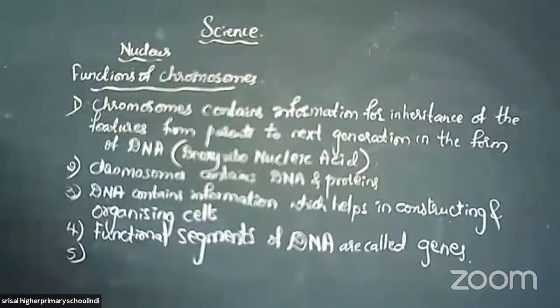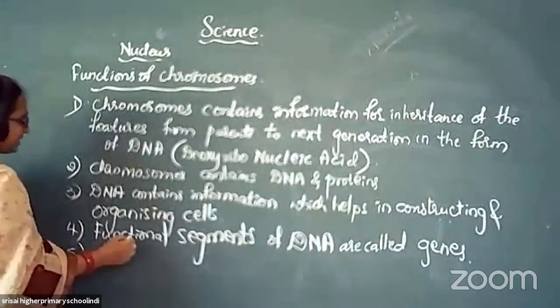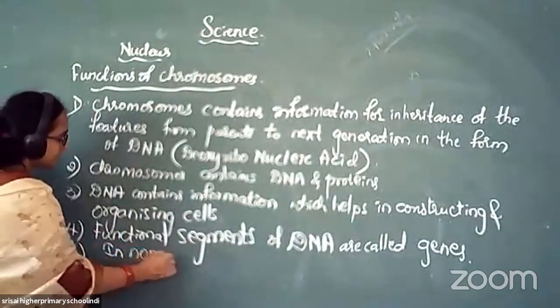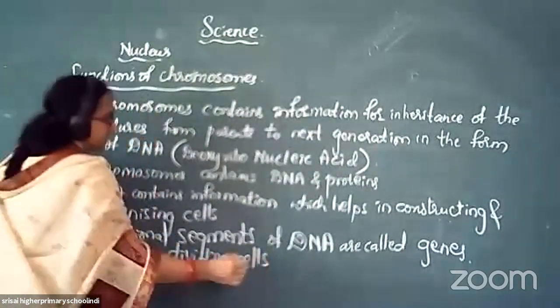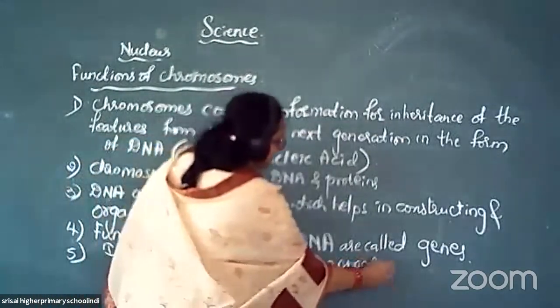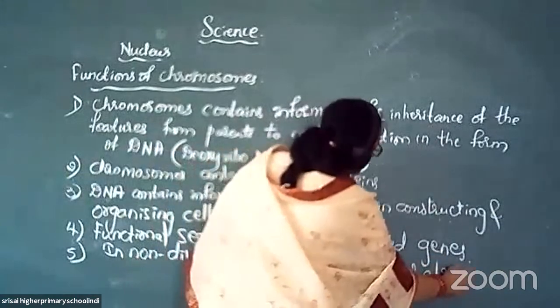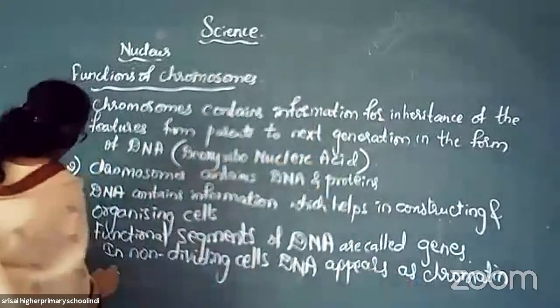Okay. Now this is the time of cell division. But if the cell is not supposed to divide, in non-dividing cells, what happens to the DNA? In non-dividing cells, DNA appears as chromatin material. Very good. Chromatin material.